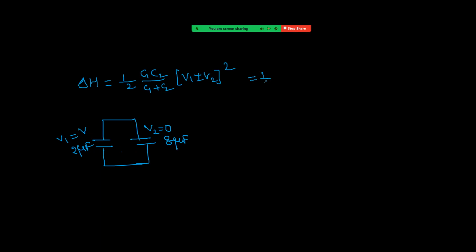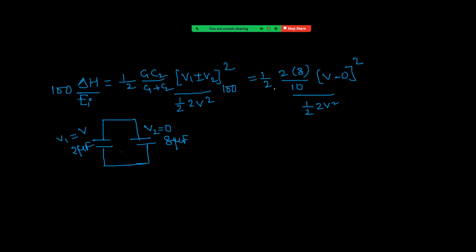That means it is now half into 2 into 8 by 2 plus 8, into V1, that is V. Here, no plus, no minus, because it's only zero whole square. He's asking the percentage by the initial energy, getting the point? So the initial value is half C V square, with C meaning 2. We want the percentage, so into 100. Then see what we get. 2 cancelled. V square cancelled. Remaining is now 8 by 10 into 100. That means it is now 80%.